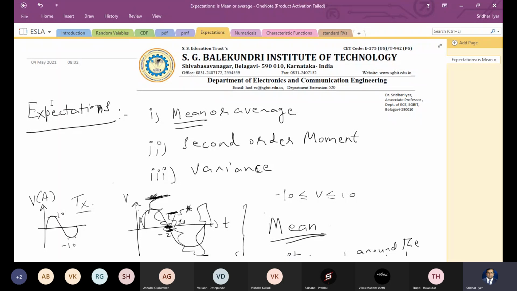So we've started module 1 with random variables, and we have seen the PDF and the CDF of the random variable, how they are related, and what is the advantage of finding the CDF and the PDF.